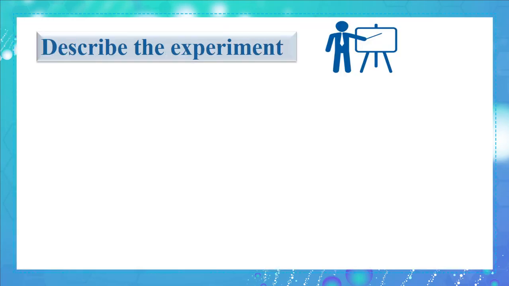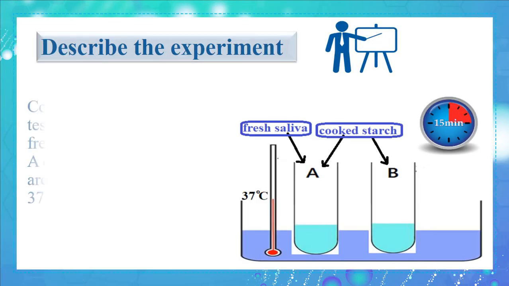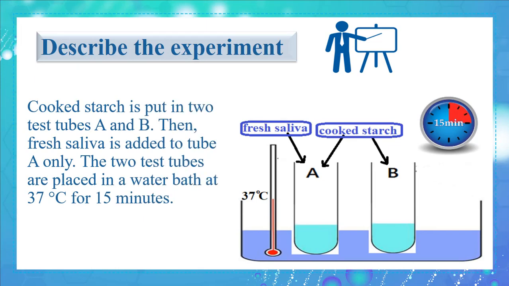Let's now describe the experiment. Cooked starch is put in two test tubes A and B. Then, fresh saliva is added to tube A only. The two test tubes are placed in a water bath at 37 degrees Celsius for 15 minutes.